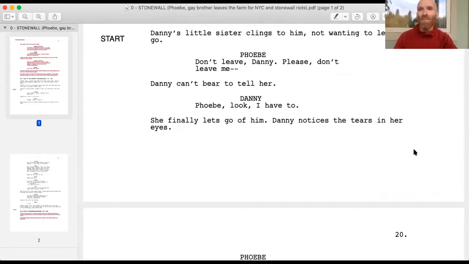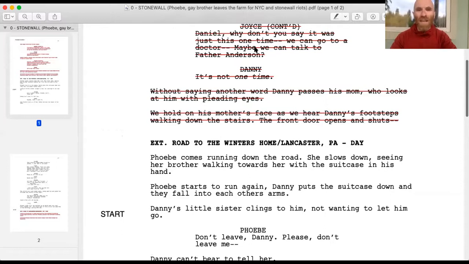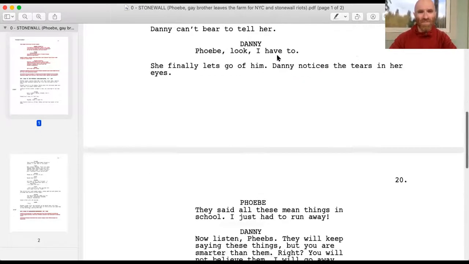So this is a young man who's been outed as gay in his small community. There's this thing here with his mom. We say it was one time, go to the doctor, or Father Anderson, and he's like, no, this is who I am. I'm leaving. This is his tearful goodbye with his sister.